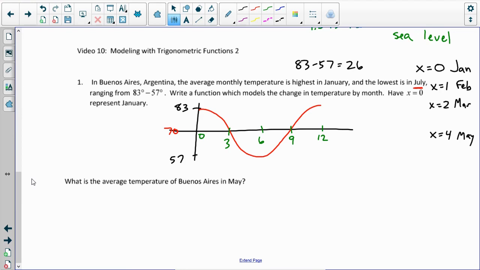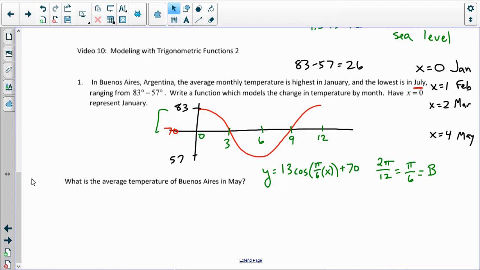But if I want to write the equation, I need to do 2 pi over my period and realize that pi over 6 is going to be my b value. So now I'm going to write this function. The function will be y equals, my amplitude is 13, times cosine. B is pi over 6. I don't need any phase shift. And then I have a plus 70. I could write this in terms of sine or whatever as we did in 2 days ago's video, but I'm just going to do it based on what the graph looks like. So that's a cosine graph.